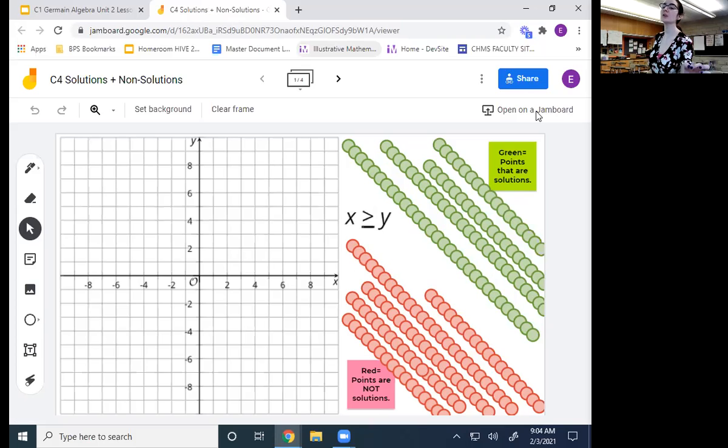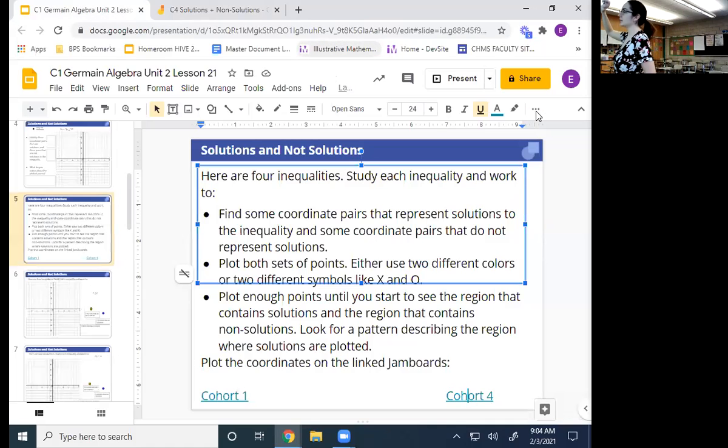If you are unclear on the directions, please put a note in the chat for me so that I know where you are falling down.